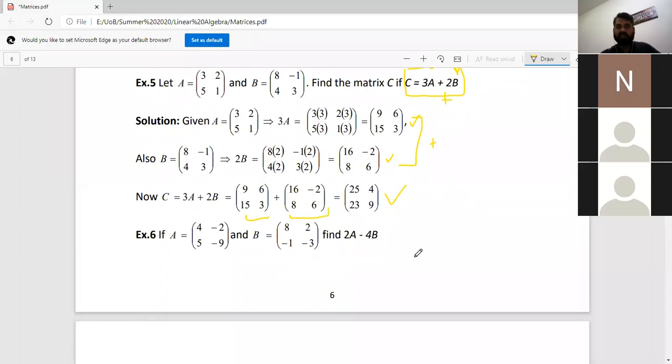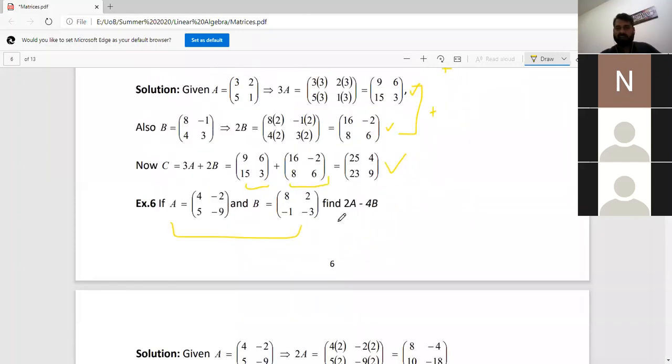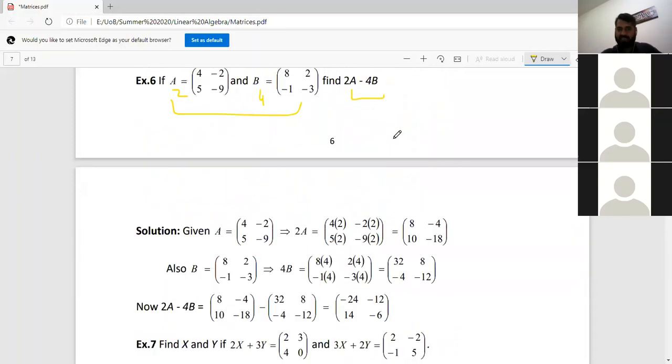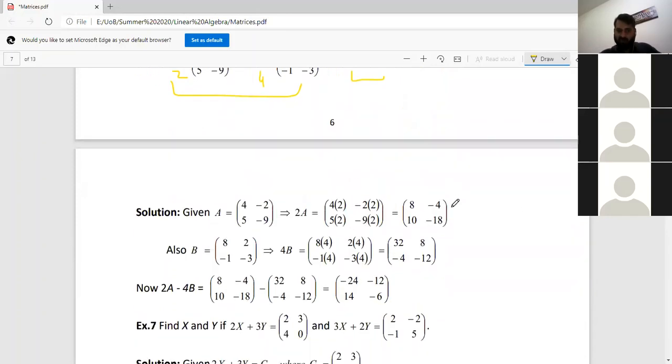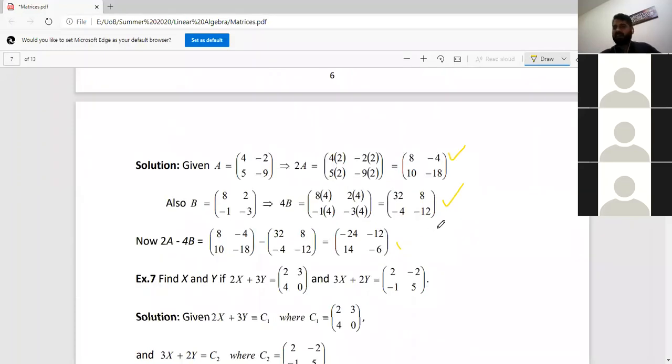Similarly, A and B are given, and the question is to find 2A minus 4B. What I can do is multiply this by 2, multiply this by 4, and subtract them. We can do it in one step as well. You don't have to calculate 2A and 4B separately and then subtract. You can do these two steps within the last step.